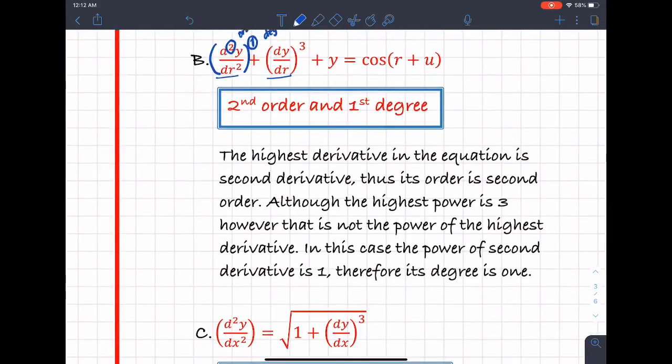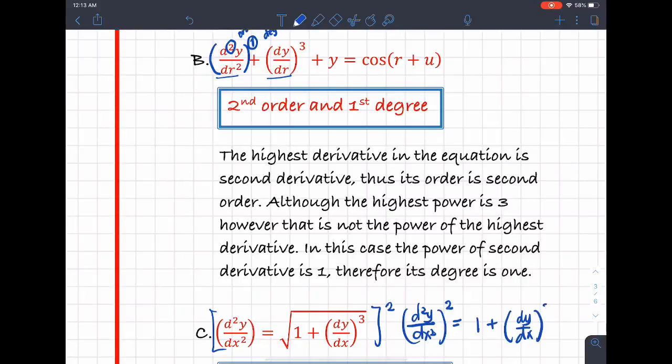So lastly, let's have the second derivative of y with respect to x equal to the square root of 1 plus dy over dx raised to 3. In order to properly classify the order and degree of a differential equation, it should be free from any rational exponents. In this case, there is a square root involved. So what we will be doing here is raising the entire equation to the power of 2, giving us the second derivative of y with respect to x, raised to 2, equal to 1 plus dy over dx raised to 3.